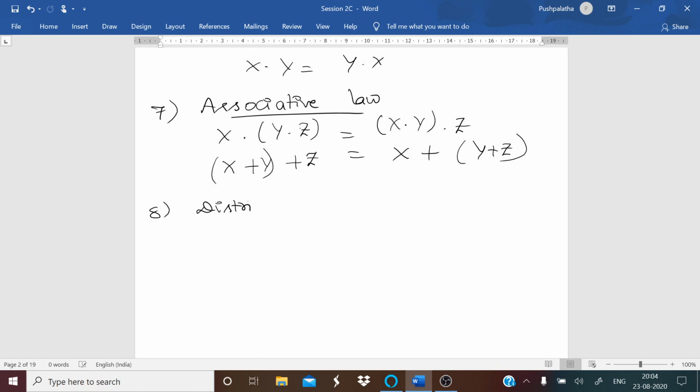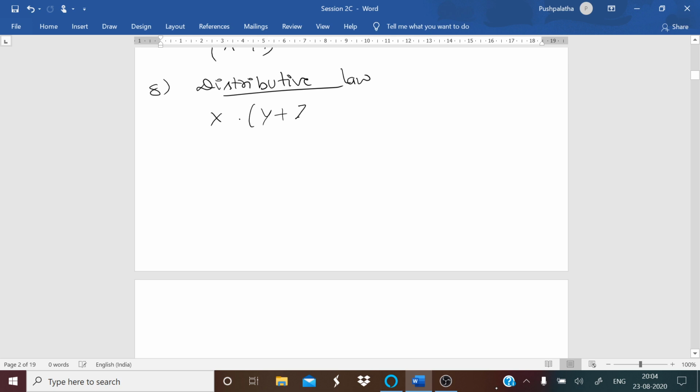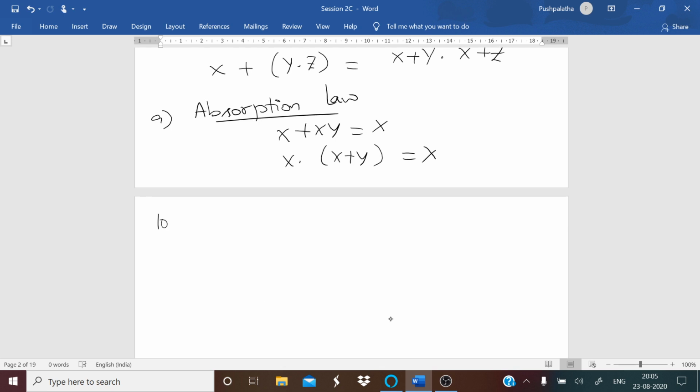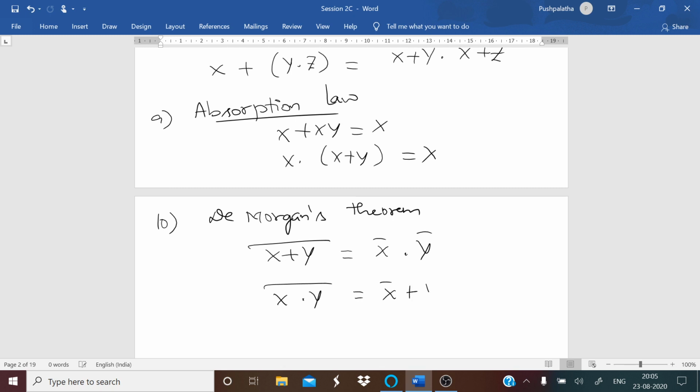And we have the distributive law that states that x into (y plus z) is the same as x into y plus x into z, and also x plus (y into z) is the same as (x plus y) into (x plus z). We have absorption law that states x plus xy is always x and x into (x plus y) is always x. And De Morgan's theorem, which you have already learnt in 10th standard. We are just showing it in a different variation. (x plus y) the whole bar equals x bar into y bar. (x into y) the whole bar equals x bar plus y bar.